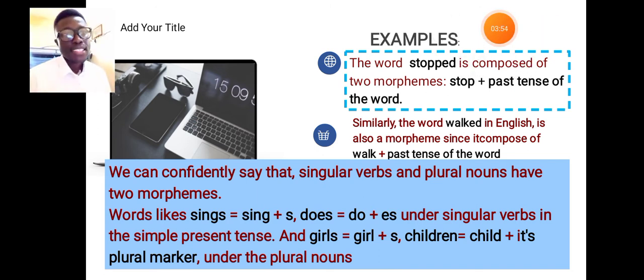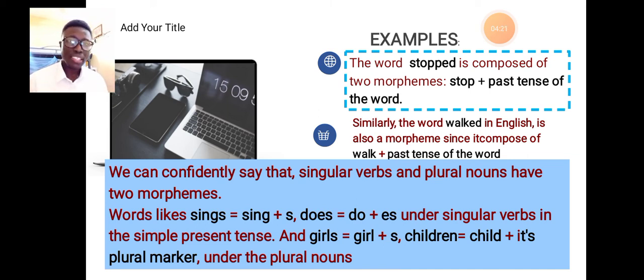Okay, let's take another example like walk, as you can see over there, walked. Now, in English, we know walked is the past tense of walk. When we divide this into the smallest or simplest units, we are going to have two morphemes in this word. That is walk plus ed, making it the past tense of the word.